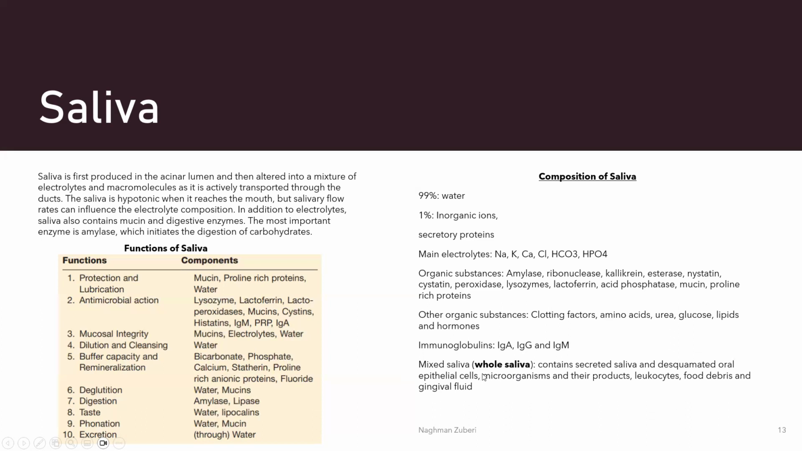Mixed saliva, which we call the whole saliva, contains secreted saliva and, again, important point, desquamated oral epithelial cells are also present. Other than that, microorganisms, their byproducts, leukocytes, food debris, and gingival crevice fluid are also present in it.